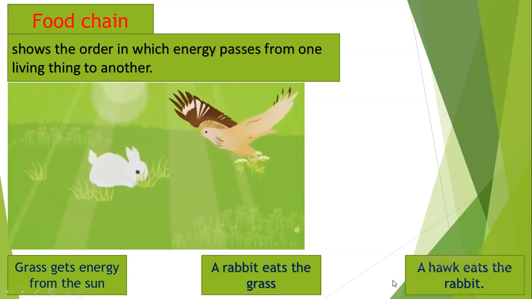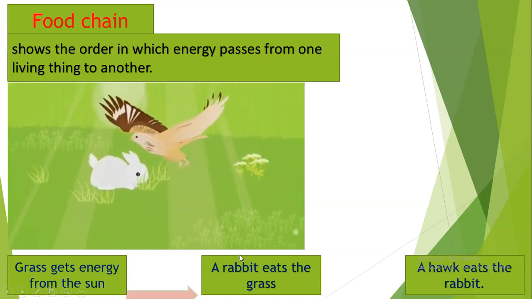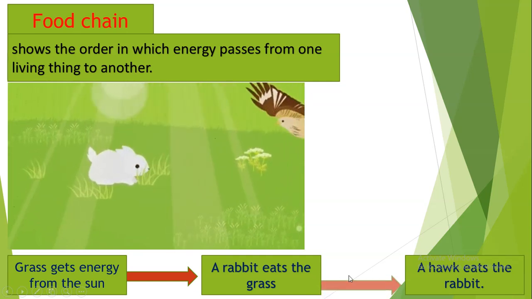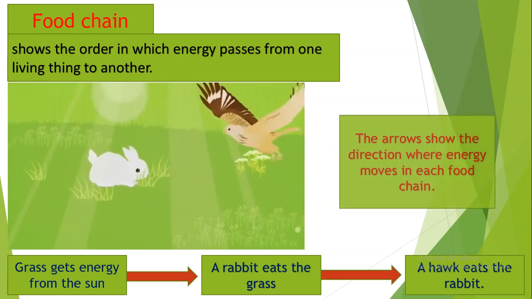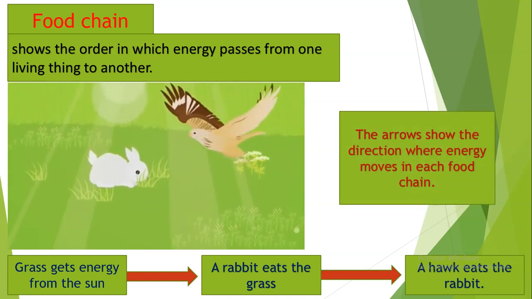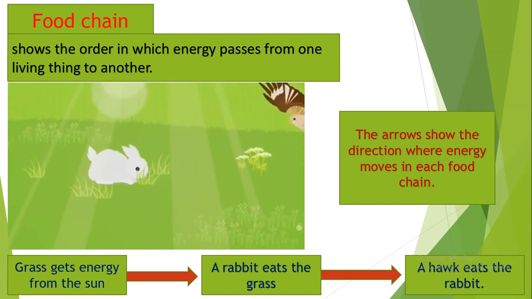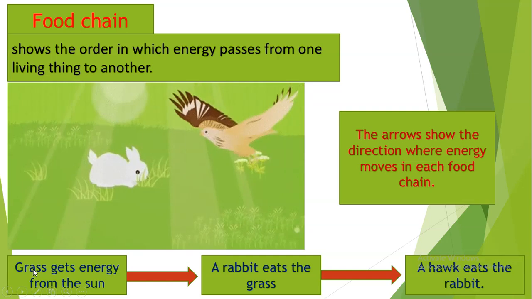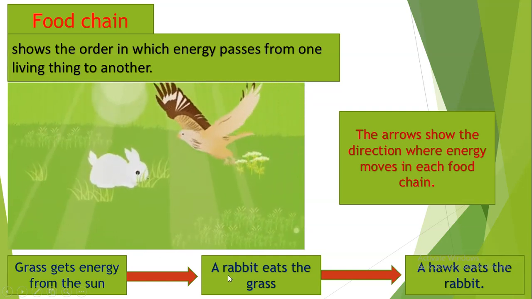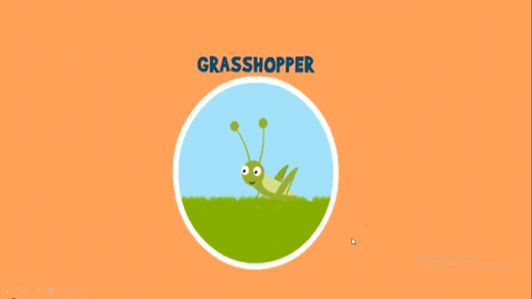Now, this food chain misses something very important. It misses the arrows. Now, these arrows are so important because they show the direction where energy moves in each food chain. Okay? So, energy from the sun to the grass, from the grass to the rabbit, from the rabbit to the hawk. Okay?